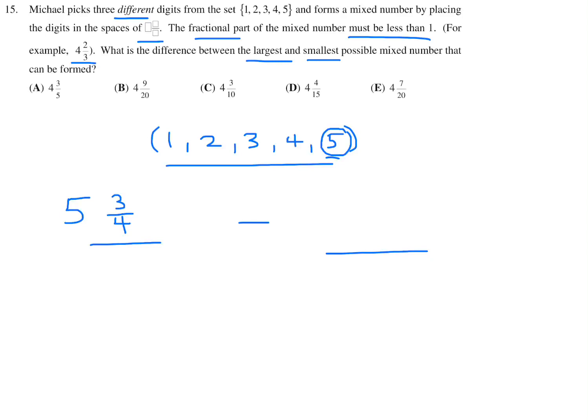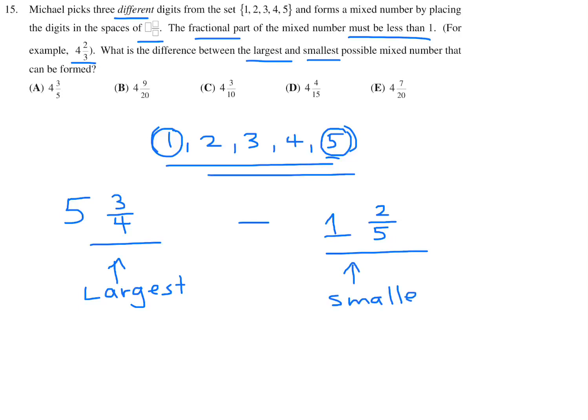And then the smallest possible number I can make from this set, a fresh set of course, we can use these numbers again. The smallest whole number of course is 1. And then from the remaining 2, 3, 4, 5, the smallest fraction is going to be 2 over 5. So this is the largest, and this is the smallest possible numbers that I can make according to the rules of this question.